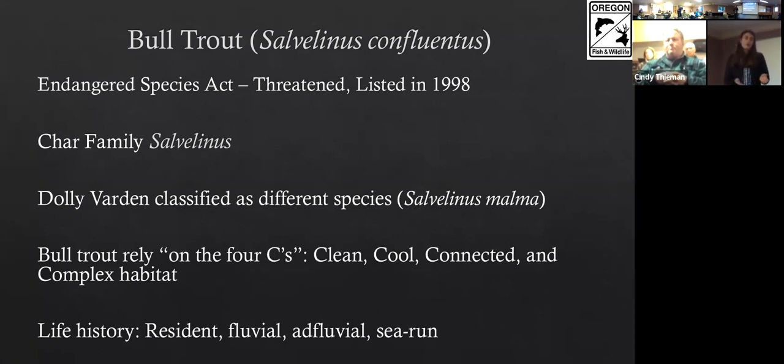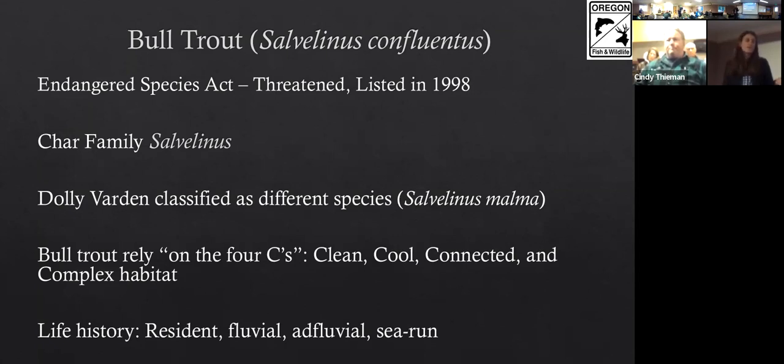The fluvial bull trout life history is that those fish are reliant upon a larger river system and also small tributary streams. They spend the majority of their life in a large river system like the Hood River or the Columbia River, and then migrate into smaller headwater streams for spawning. The adfluvial life history, adfluvial is an animal that occupies a lake or reservoir environment, but then exits that environment and also occupies tributary streams.